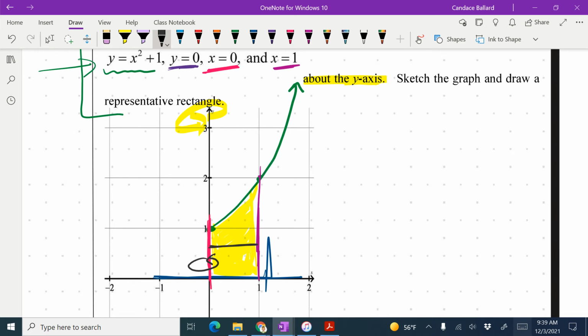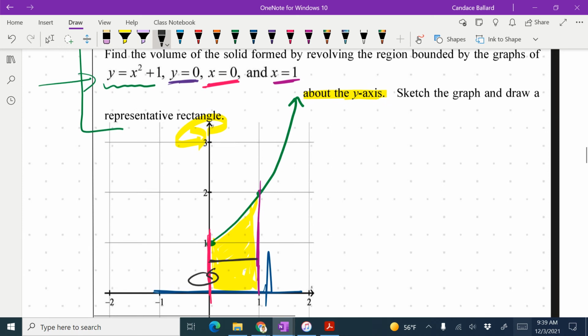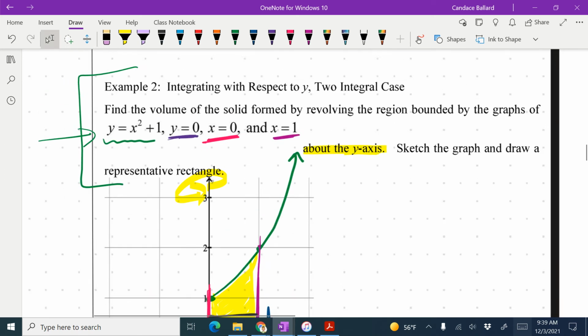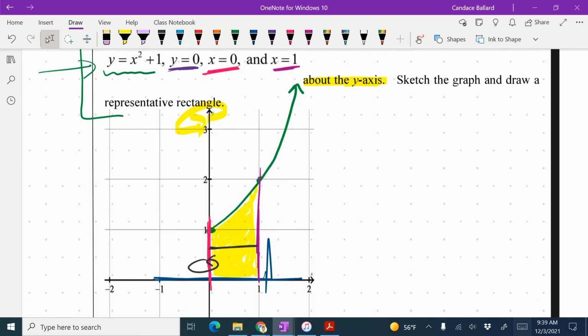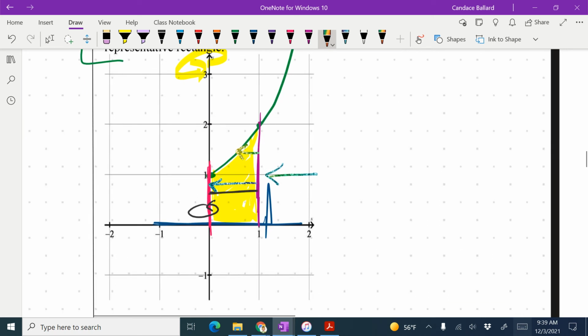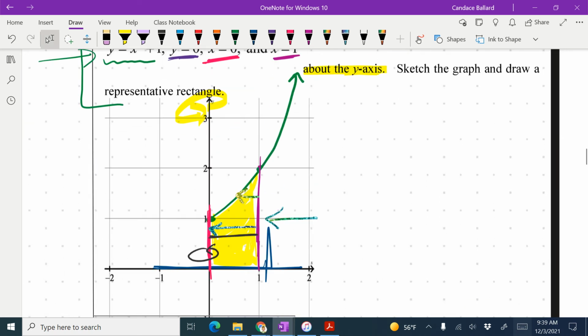So if I am going to be in terms of y, this one's going to be weird, isn't it? It's a two-integral case, so we have a little bit of a catch on this one. Do you see how up to this point it goes from the purple line to the pink line, whereas here it's going from the purple line to the green line? So we're going to have to set up two different integrals to do this one. Let's see what I can do with the space. I guess we're going to go here.